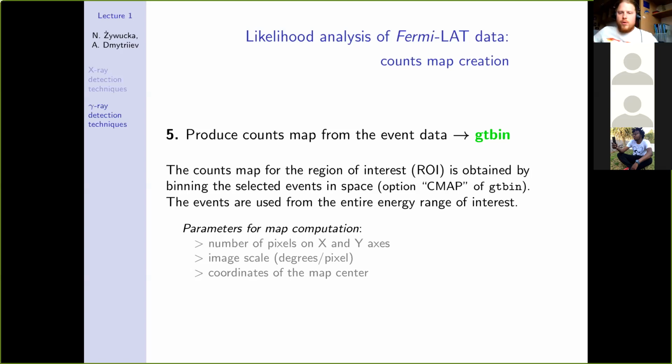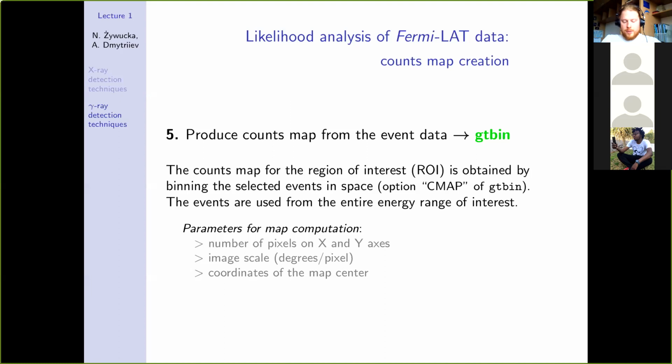You use the GTBin tool in order to bin your photons in space this time, in 2 coordinates, right ascension and declination, RA and Dec. So you use GTBin. Next time on Tuesday, we will go through all the steps and see how it looks.